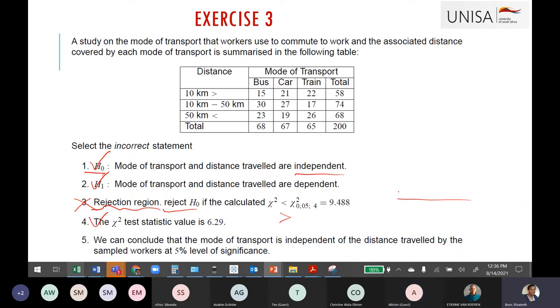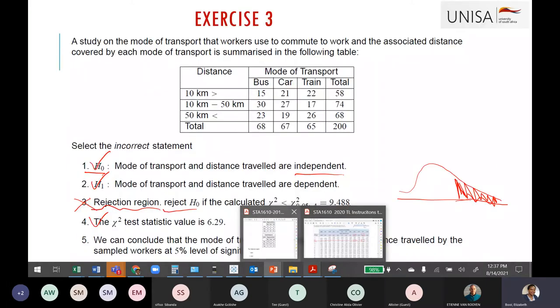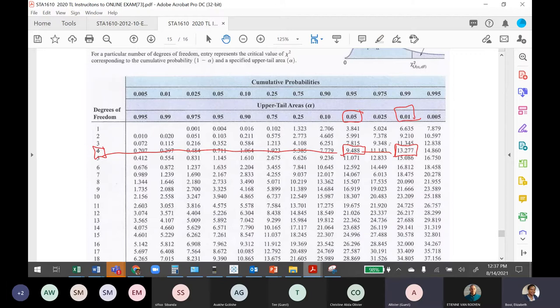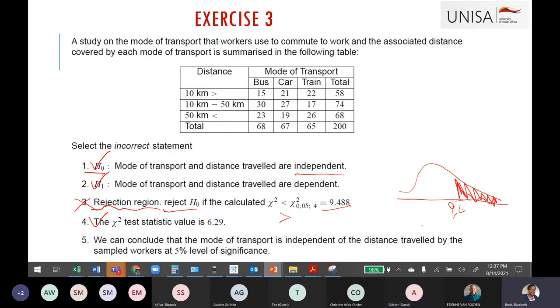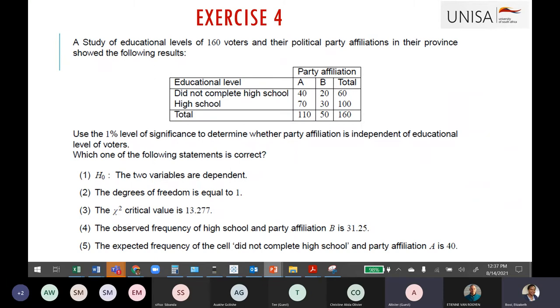And if I look at the test statistic and the critical value, we've found the critical value previously, remember, this is a 3x3 at 4 degrees of freedom, and alpha of 0.05, it's 9.488. Our test statistic, we found it was 6. It is on the side. We do not reject the null hypothesis. So therefore, we can conclude by saying the mode of transport is independent, or there is no sufficient evidence that they are dependent. So that is correct as well. Exercise 4.